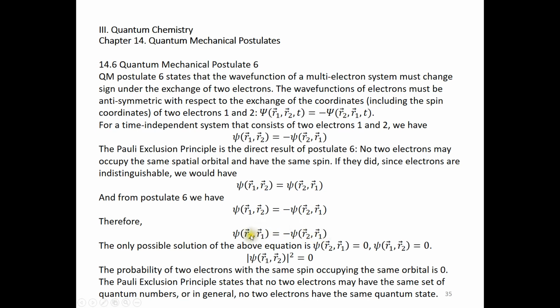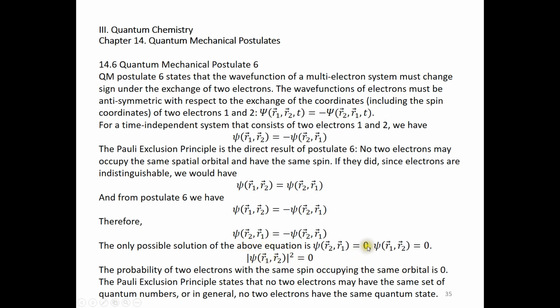Well, if you look at this, psi is negative psi. What does that mean? The only possible solution of this equation is this: psi of R2, R1 is 0, and also psi of R1, R2 is also 0. We just essentially have 0 equals 0, 0 equals negative 0. And then we have the probability density equal to 0.